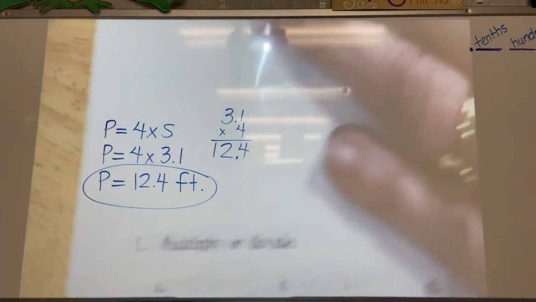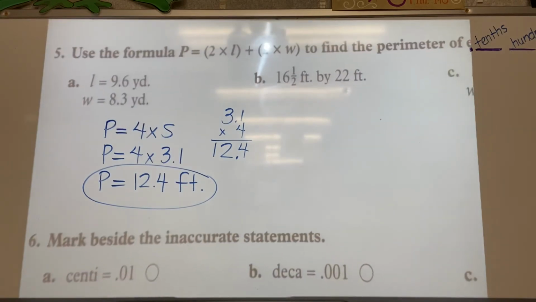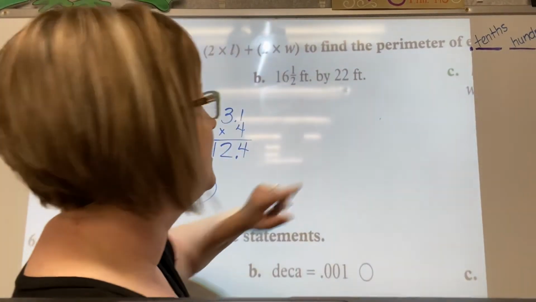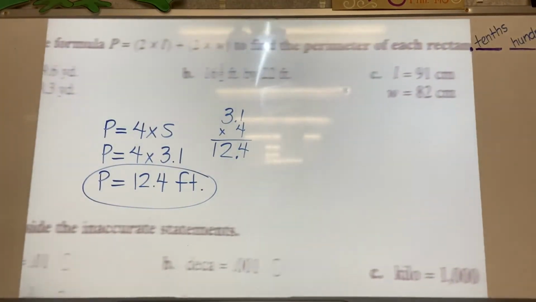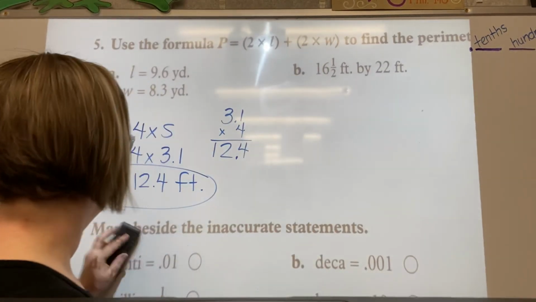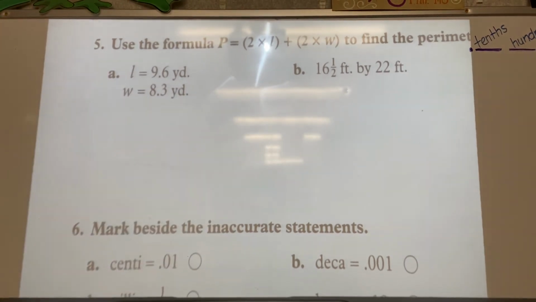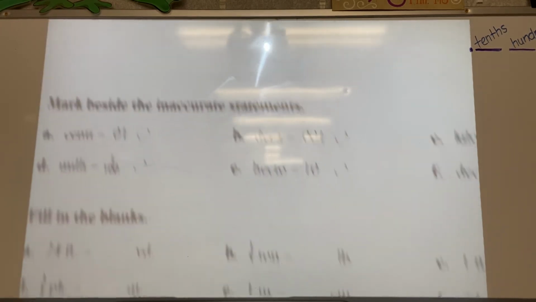On the back, section 5, you're going to go back and review what we did yesterday, finding the perimeter of each rectangle. Okay, so there's the formula. They're reminding you the formula. Do that just like we did yesterday. And then the rest of it, all review stuff. Okay? All a bunch of review.